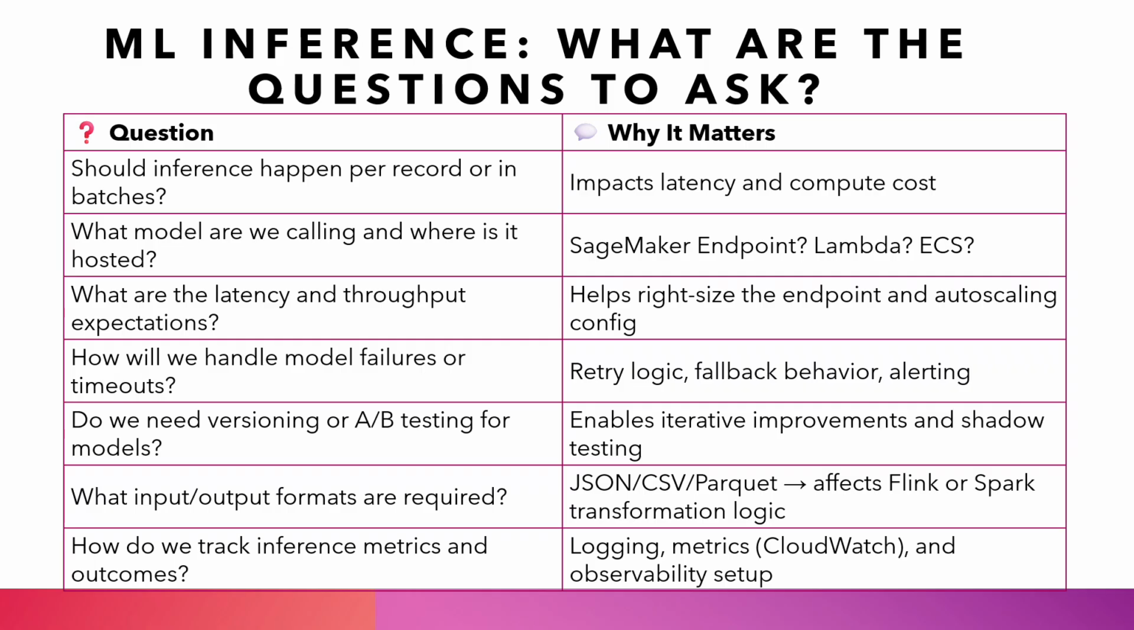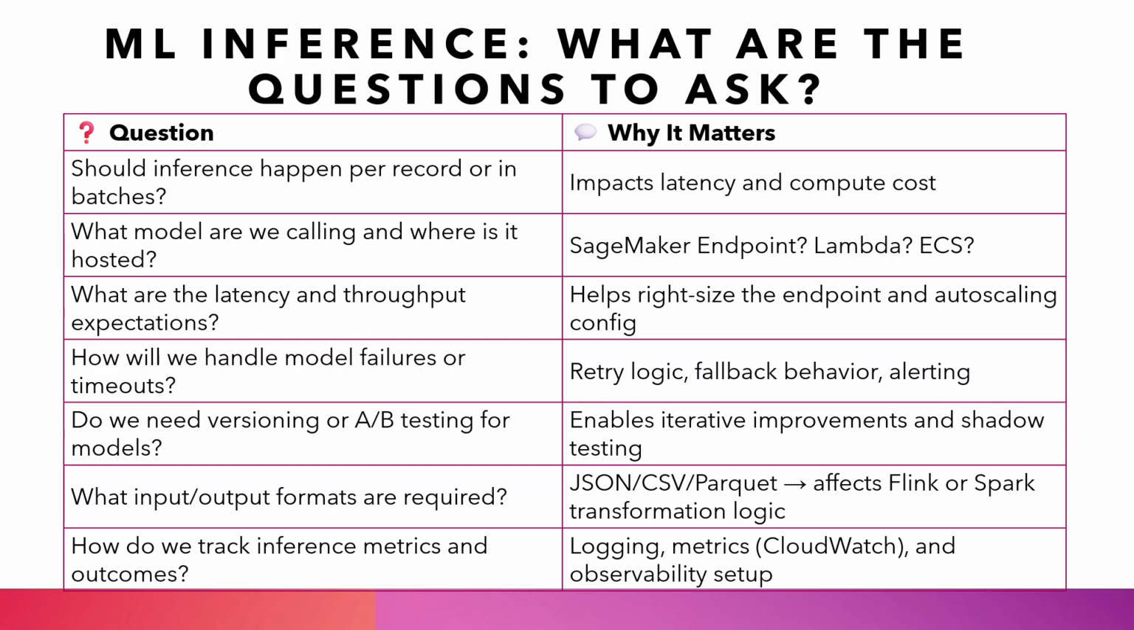And the next one is how do we track the inference metrics and outcomes. After every model inference, we need a robust logging and metrics system to track how well the model is performing. This might involve something like CloudWatch metrics for latency and success rates, or even model drift if the model performance declines over time.